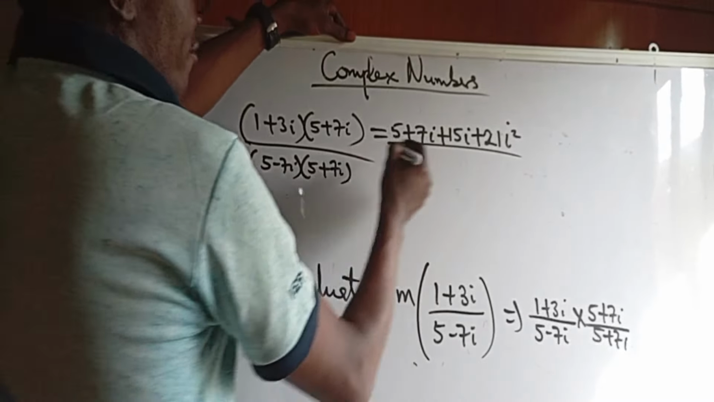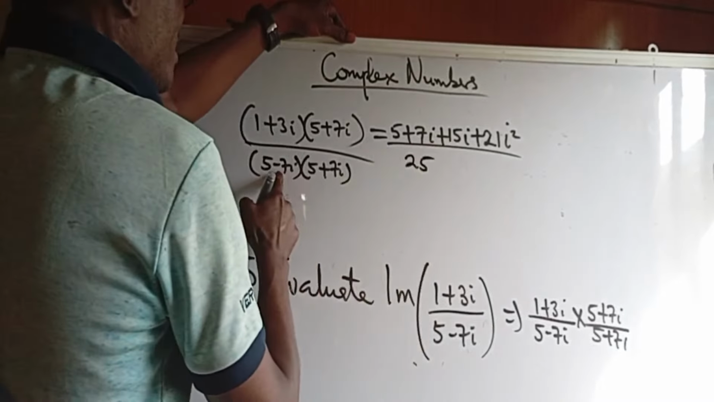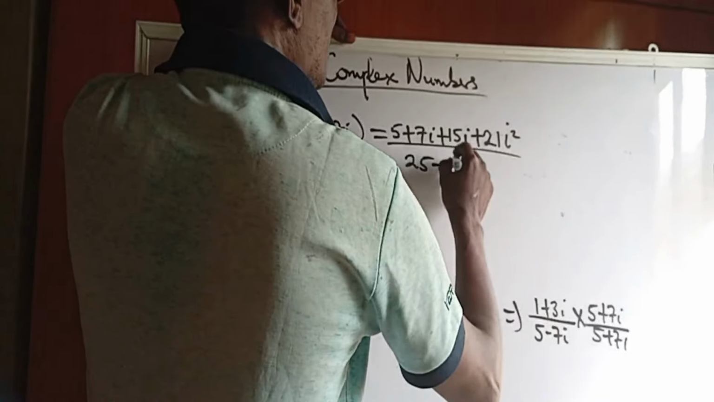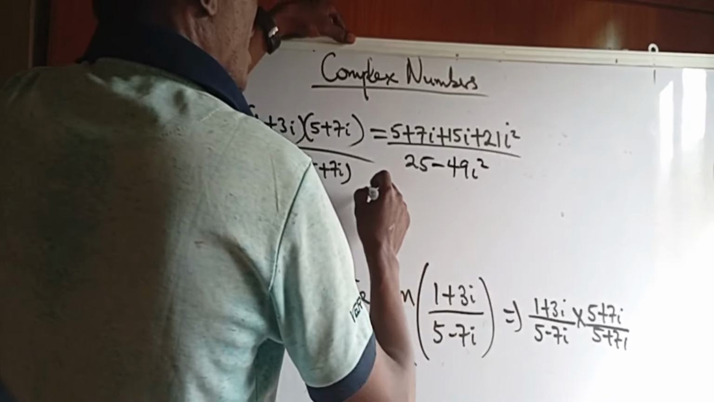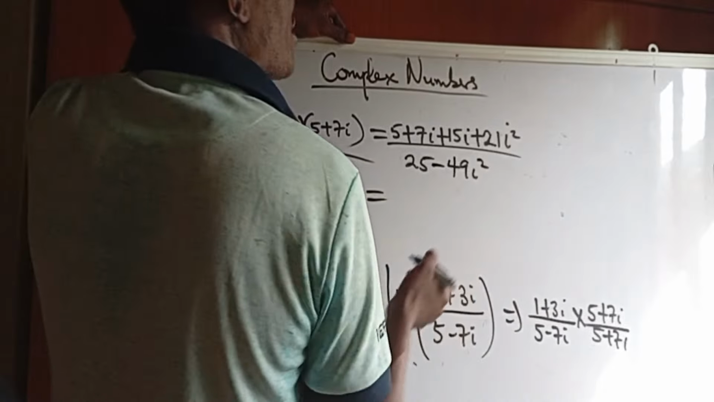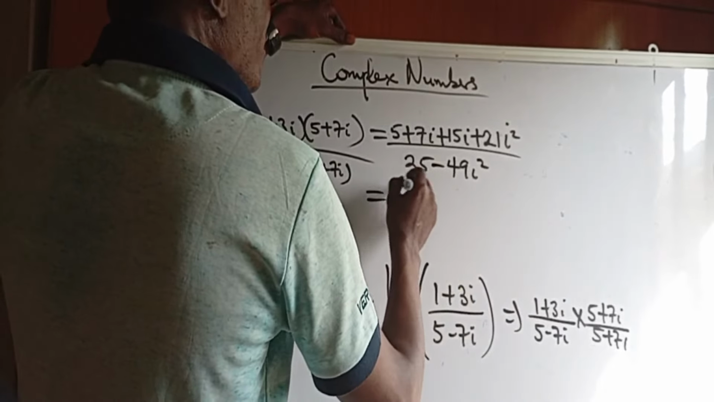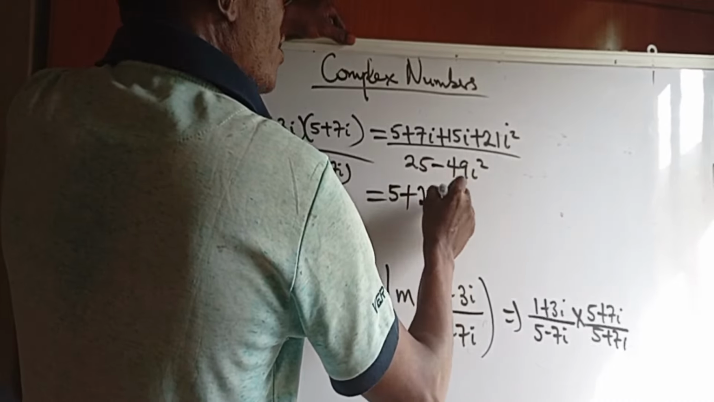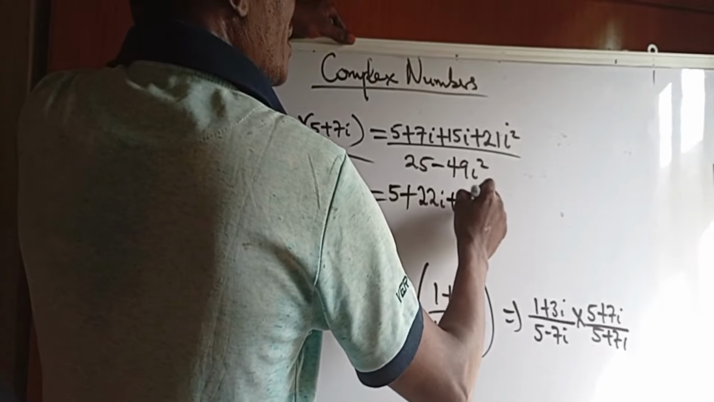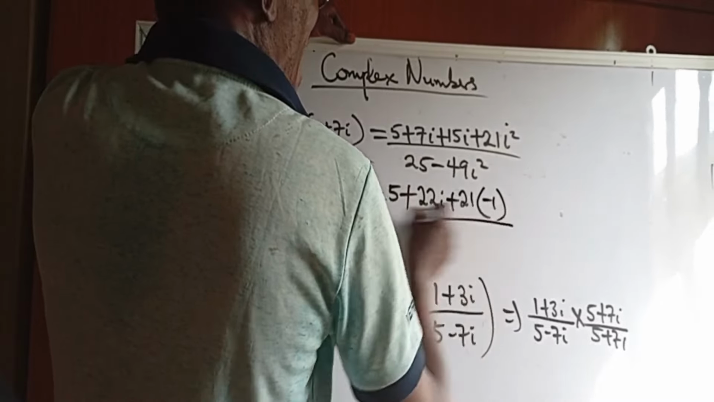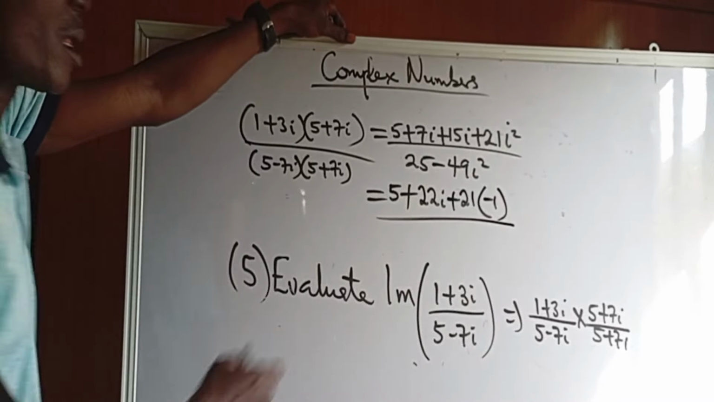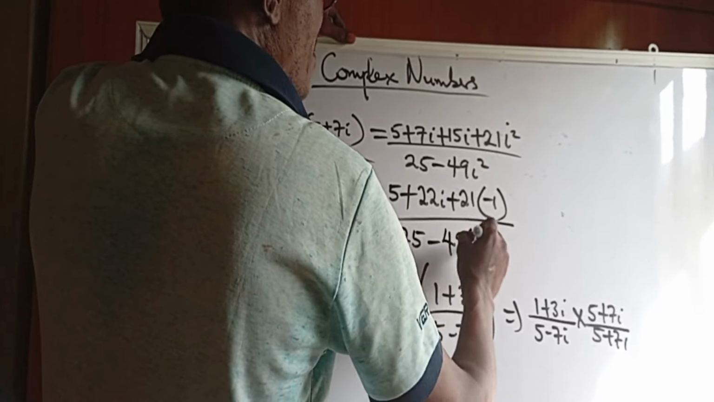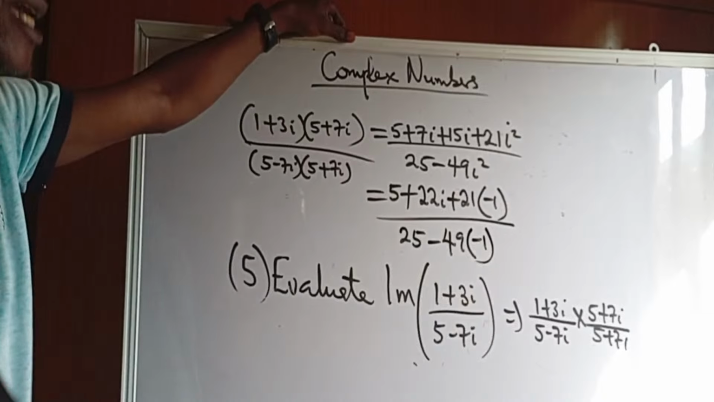the denominator. Because they are complex conjugates, 5 times 5 is 25, and minus 7I multiplied by plus 7I is minus 49I squared. Collect like terms: 5 plus 7I plus 15I is 22I, plus 21 times minus 1, because I squared is minus 1, all over 25 minus 49 times minus 1.